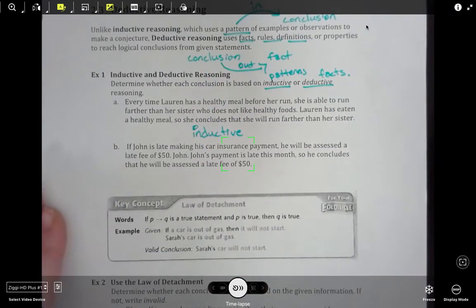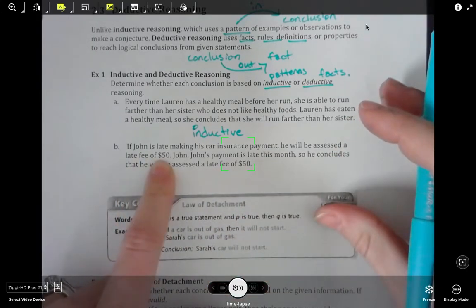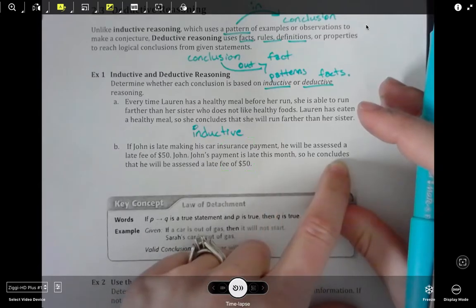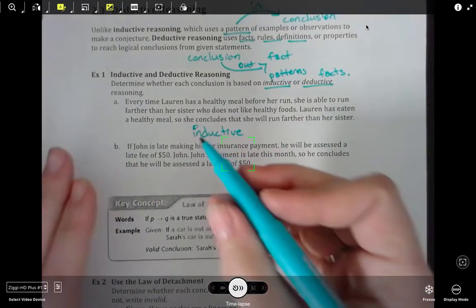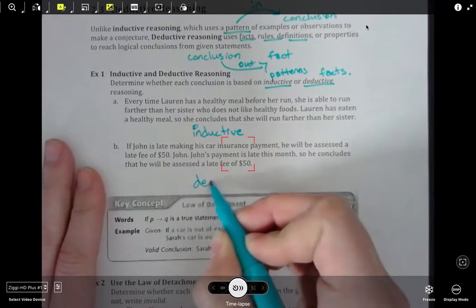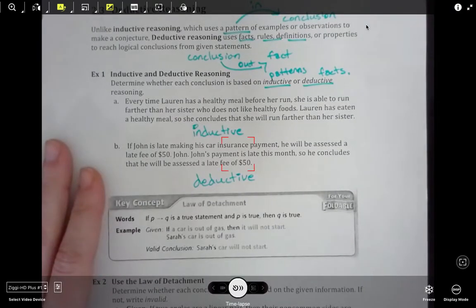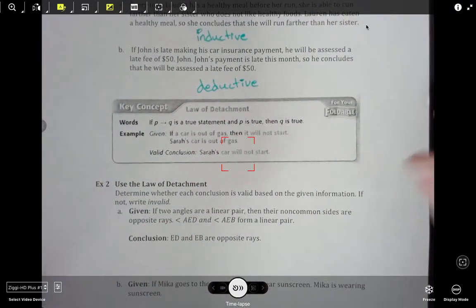So inductive reasoning. B, if John is late making his car payments, he will be assessed a late fee of $50. John's payment is late this month, so he concludes that he will be assessed a late fee of $50. That's based upon fact, okay? You're going to be assessed a late fee if you don't pay on time. So that's deductive reasoning. That's a fact. No pattern to it. It's just the way it is, okay?